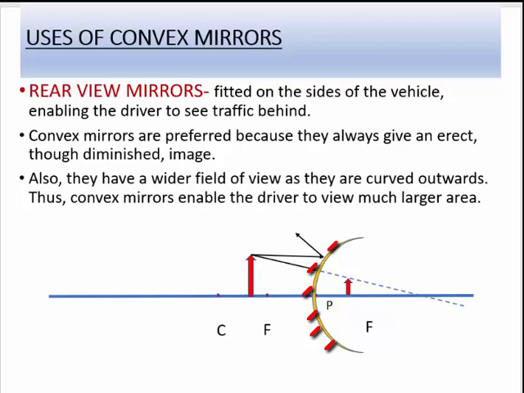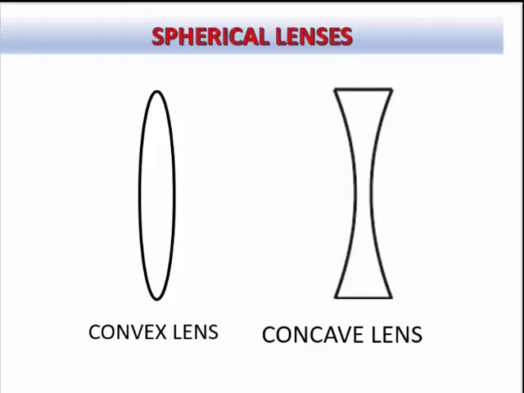That's why the convex mirrors find their application as a rear view mirror in case of vehicles. Now we are almost done with discussing the mirrors. Let us now move on to the lenses part. Spherical lenses are of two types. One is convex lens, another one is concave lens.